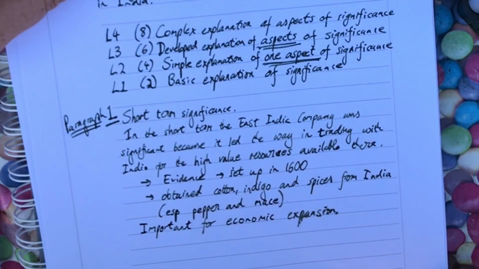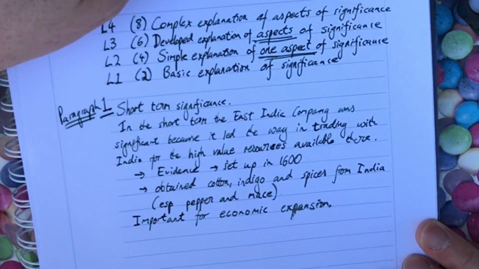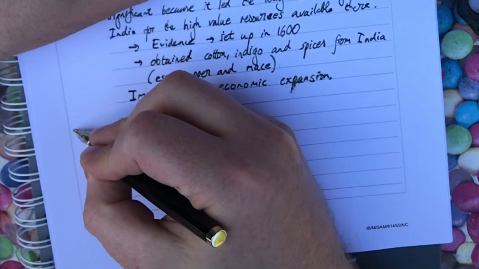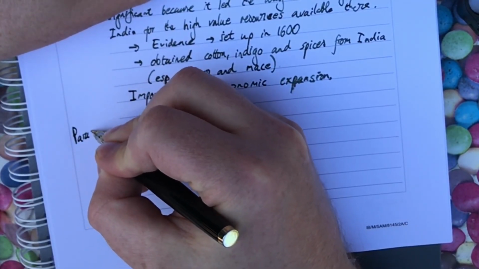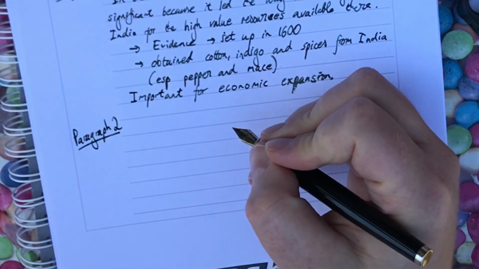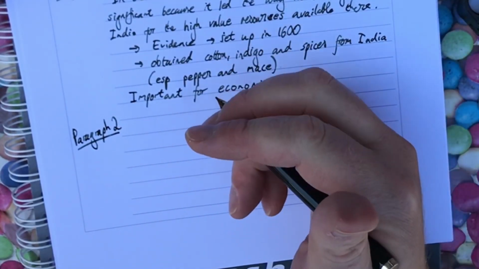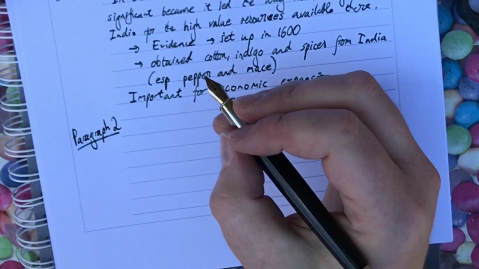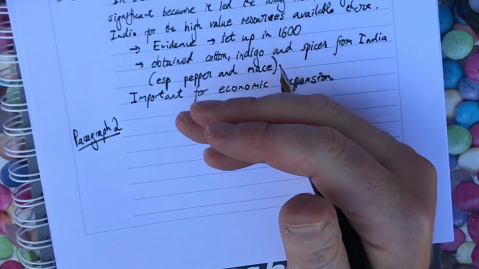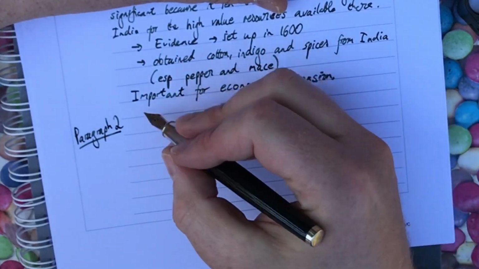But from here, we really now need to start thinking about how we can move this up into a level 3 overall. So for level 3, we certainly need a second paragraph. And here we now need to start thinking about a second aspect. And for the East India Company, we may start thinking about how it moved from just trying to trade with India to having military control over different parts of India.